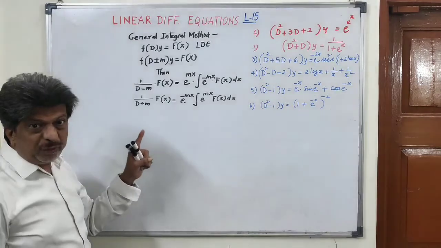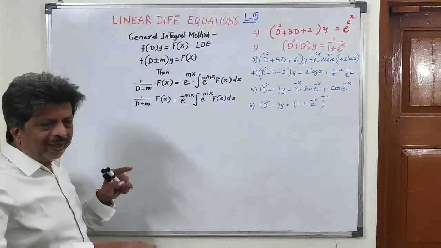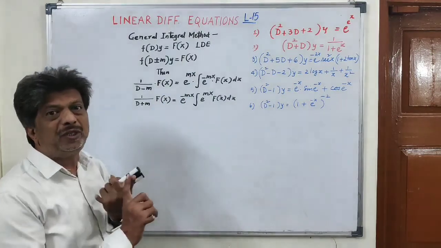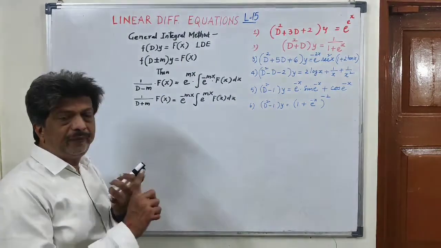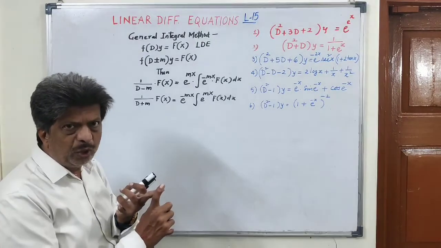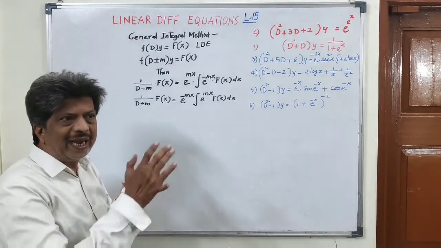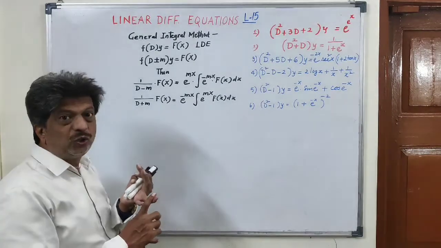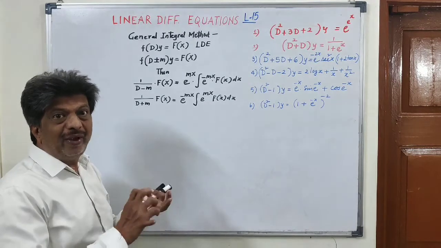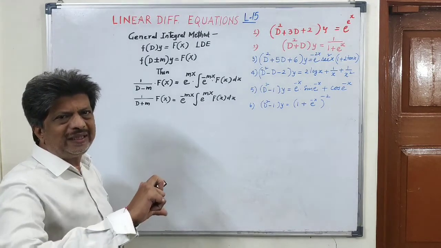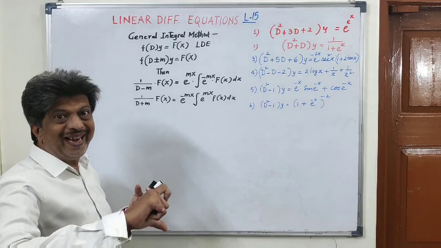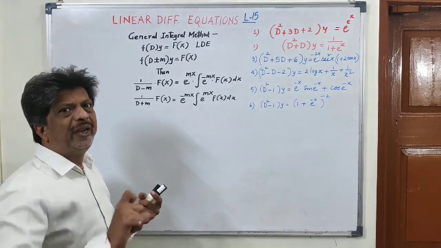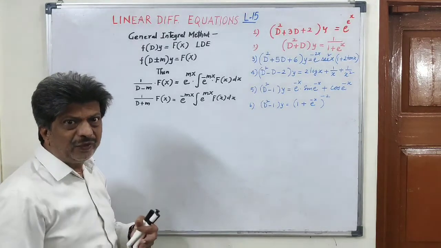Now, when we use this method: for the shortcut methods, we have the right hand side function as an exponential function, number 1. We have the hyperbolic function, number 2. We have a trigonometric function, sin ax, cos ax. Then we have e raised to power ax into V. Then we have x to the power m cos ax, x to the power m sin ax. Then we have also considered x into V. So this variety of functions we have seen.